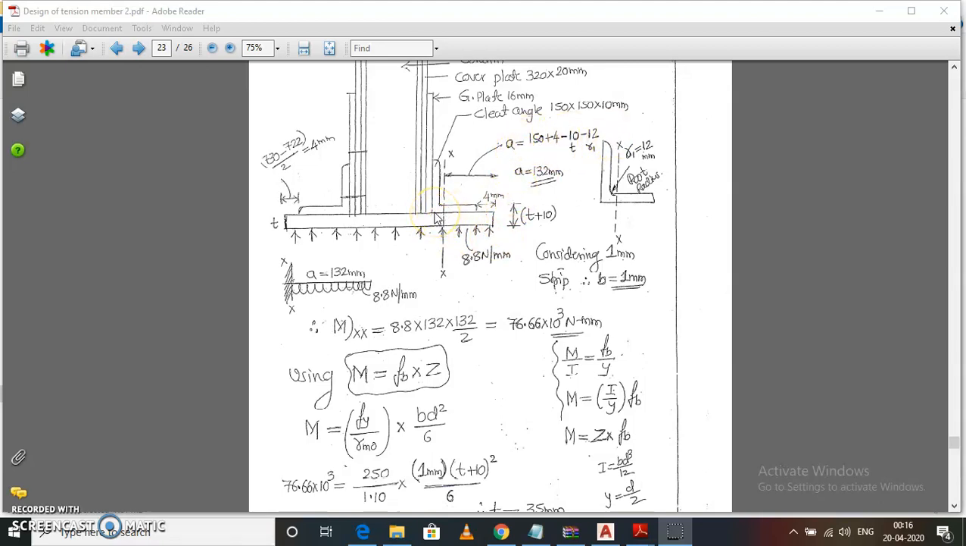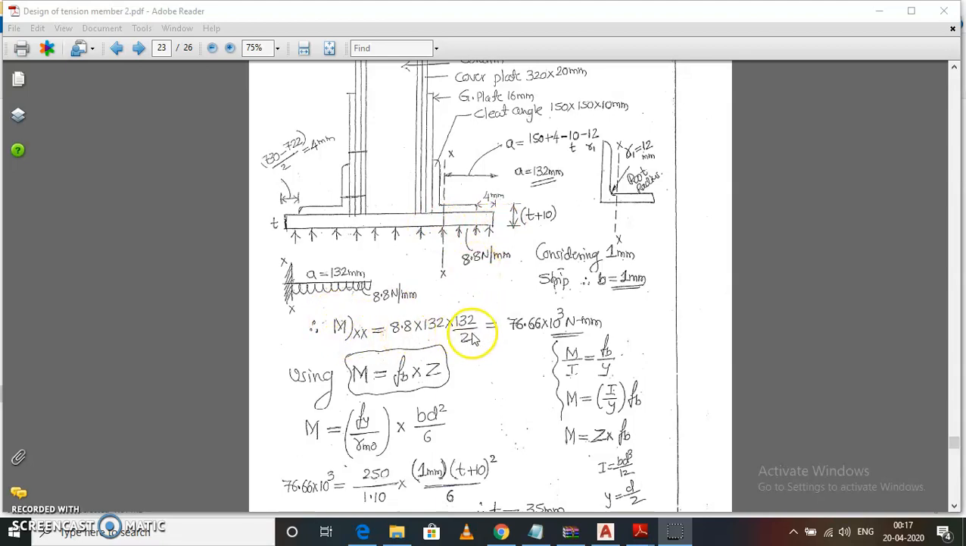So the total extension from the base face of the column to the end is 150 plus 4, deduct the cover plate, minus 12 mm gusset plate. So that works out to be 132 mm on either side. Therefore, this will act like a cantilever portion from here. So calculate the maximum bending moment.